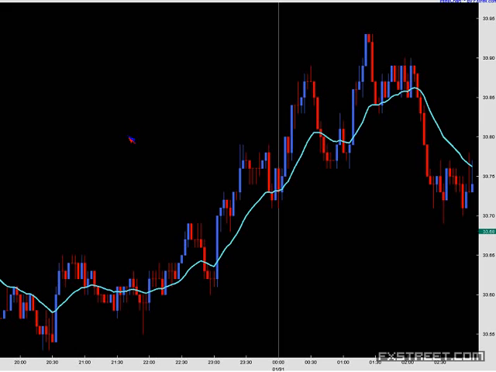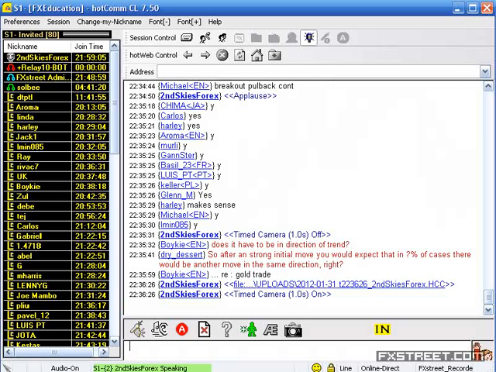Yes. So you want it to be in the direction of that particular move within the time compression that you're working on. But you don't have to say, oh, well, the larger trend on the daily chart is down, so I can't take, no. You're trading on that time compression. That's where the move has to be. So hopefully that answers your question. Dry Dessert says, so after a strong initial move, you would expect that in question percent of cases there would be another move in the same direction.